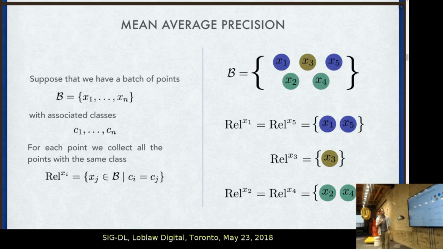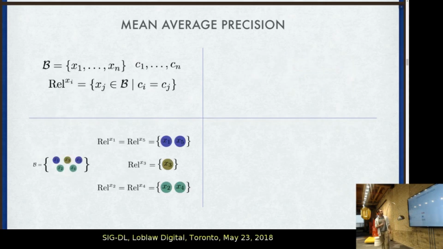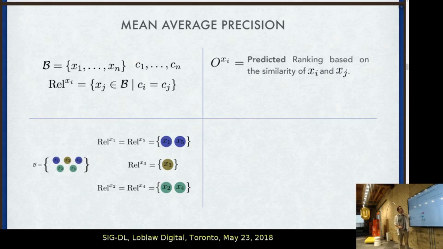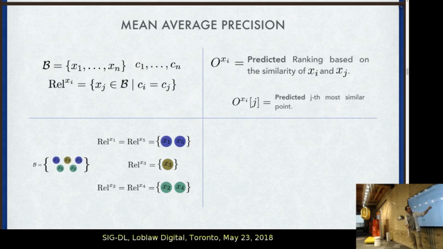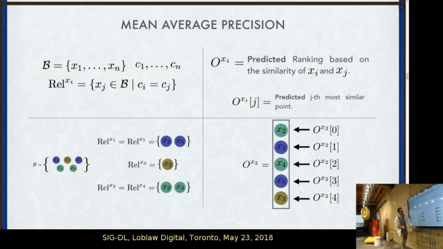Okay. So now that I know which ones are relevant, let's keep the information here and let's actually find out what this means. My output will be the predicted ranking based on the similarity of xi and xj. More precisely, this will be the vector such that the j-th component will be the j-th thing that I predict is more similar to xi. Does that make sense? So for example, this could be an output.